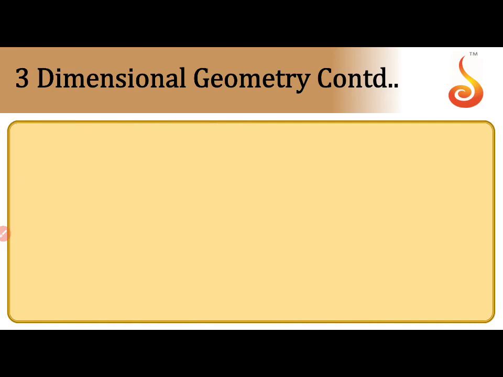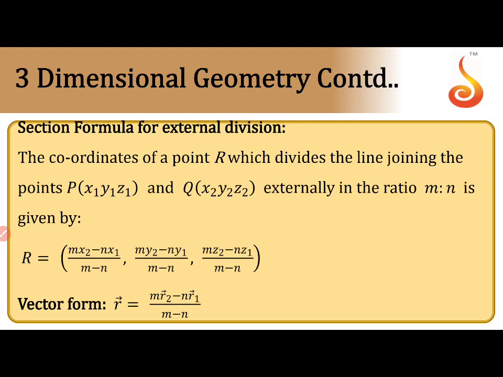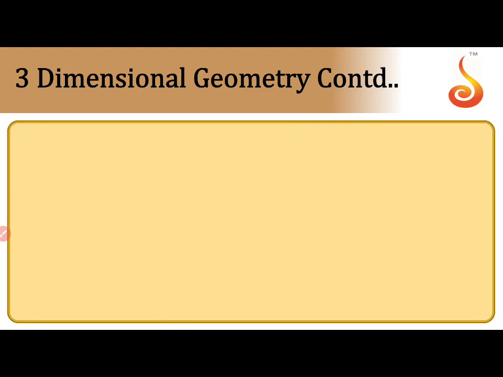Clear? So next, for external division, m x2 minus n x1 by m minus n, m y2 minus n y1 by m minus n, m z2 minus n z1 by m minus n. That is for external division. The vector form is m b bar minus n a bar by m minus n. This we already discussed in the previous.